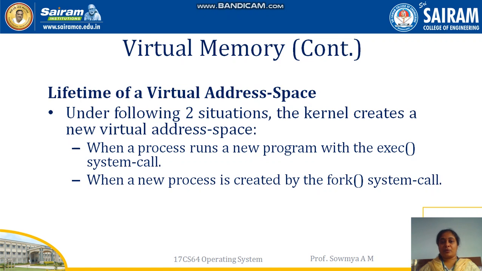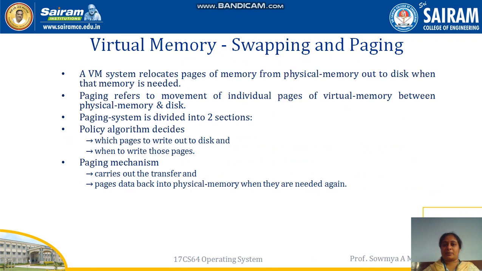Next, the lifetime of virtual memory space is divided into two situations: one with the help of execution, and the second with the help of creation of a process. When a process runs a new program with the execution system call, the virtual address space lifetime depends on execution time. If a process creates a new process with the help of a system call, then the virtual address space remains until the child process finishes its processing. In virtual memory, swapping and paging is done like demand paging and the swapping method. The same method is implemented in the Linux system as well.